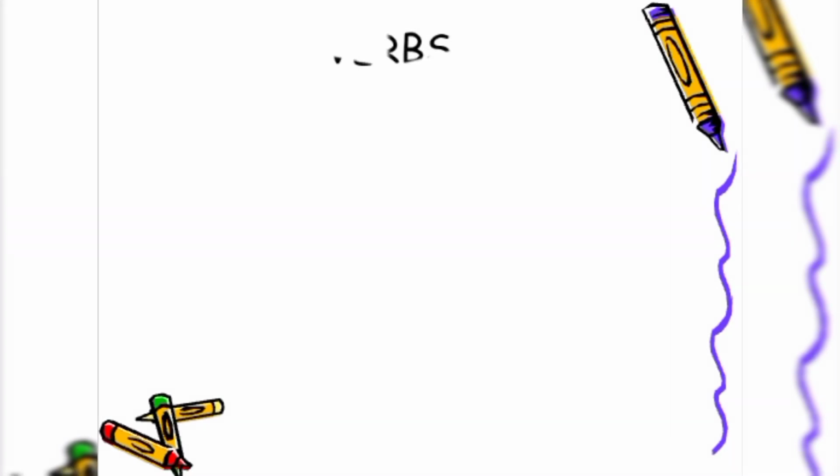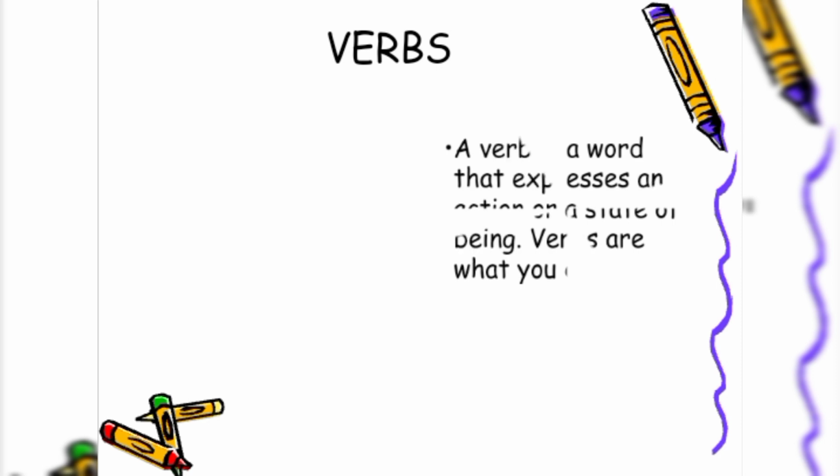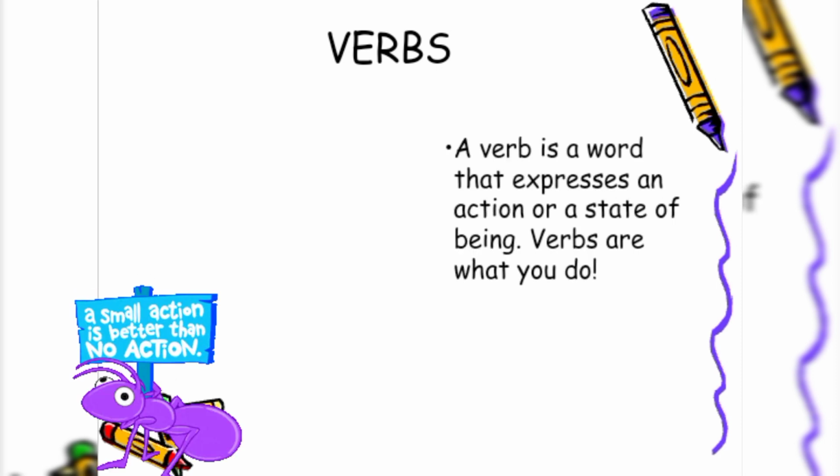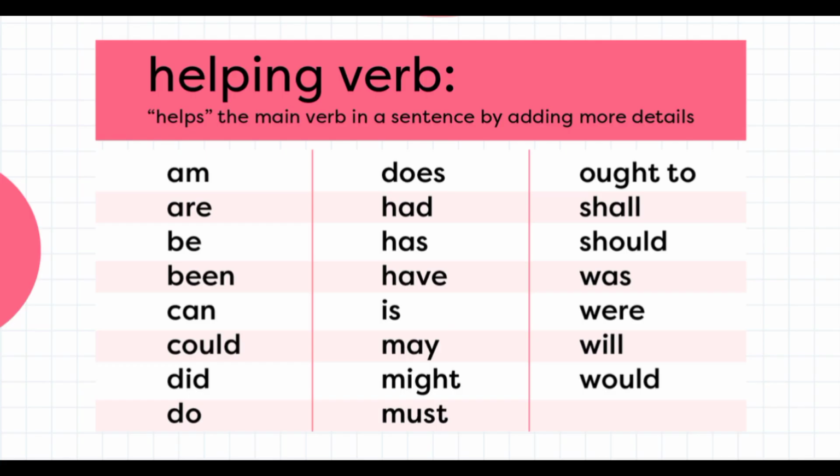Verbs. A verb is a word that expresses an action or state of being. Verbs are what you do. For example, run, sleep, eat, dance, etc. And here's a list of helping verbs which can also be asked in your exams.